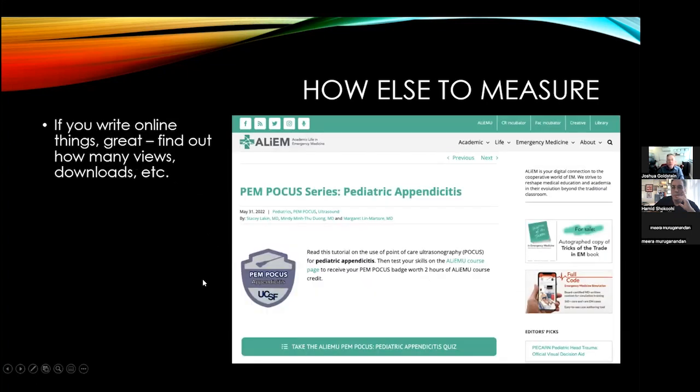If you're writing online things, great, wonderful. And how do you measure it? For example, you can say this is the number one site as measured by views, downloads, etc. Whatever data that is, know what it is, capture it. Write it down and put it into your CV.